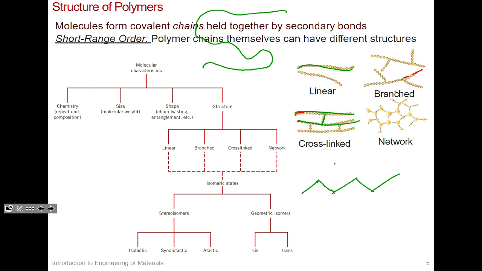A MER is any one of those yellow dots. Correct. That's not guaranteed. That is absolutely correct. It doesn't have to be. So crosslink doesn't have to mean any sort of periodicity.